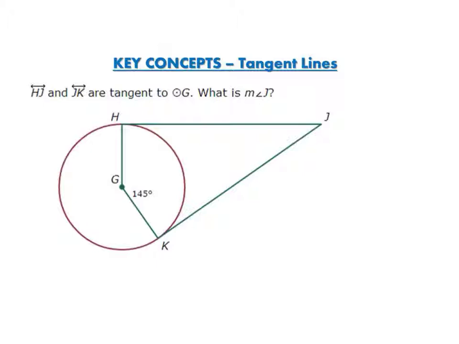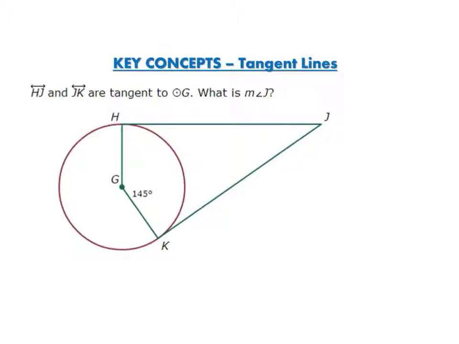Alright, here is a sample problem. We have two tangent segments. We have an endpoint J outside the circle. We have these two tangent segments. We learned that they are the same length. If they are the same length, that means these angles have the same measurement. And we know the measurement of this angle G. Now the question is, what is the measurement of angle J?